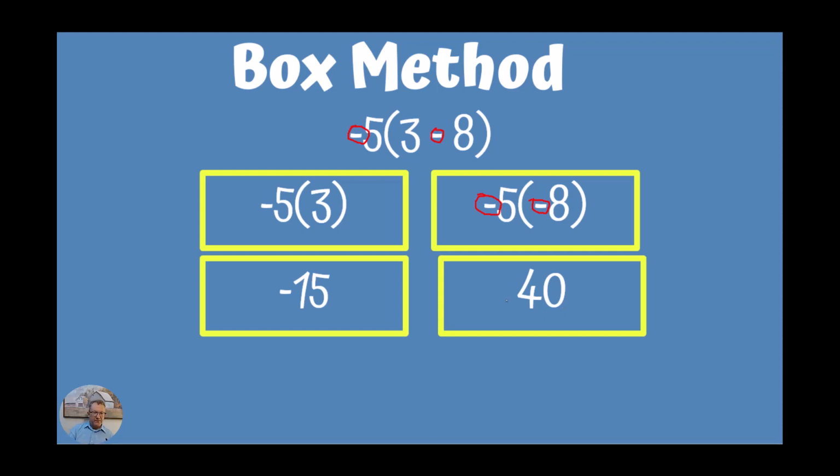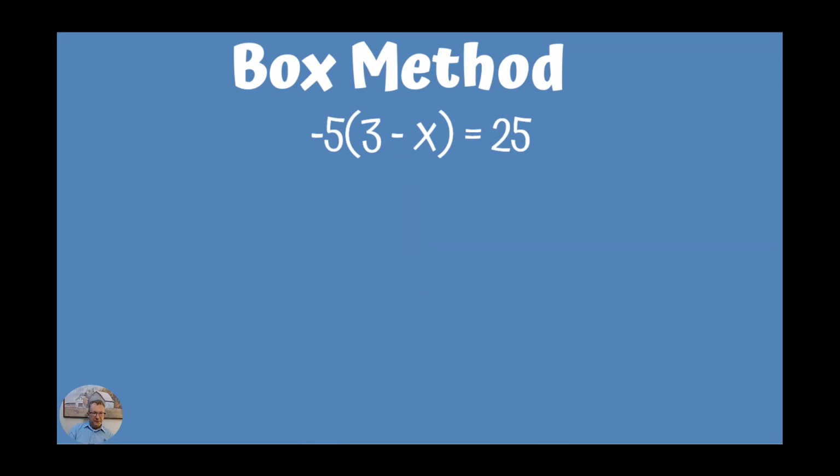So now we have 40 minus 15. What's 40 minus 15? All right, that's right, it's 25. So that's the box method. One more box method problem. What's different about this one? That's right, somebody pointed out there's a negative x. Still going to work just the same even though there's a variable.